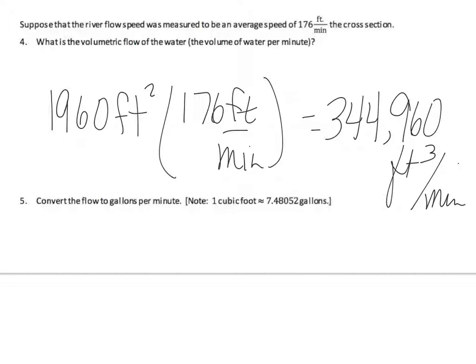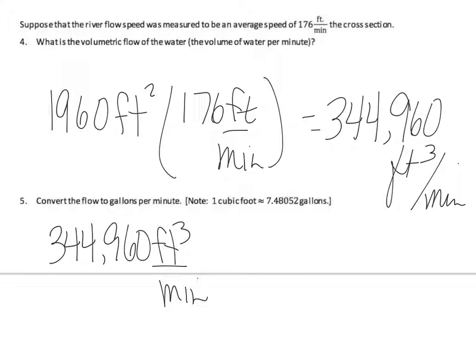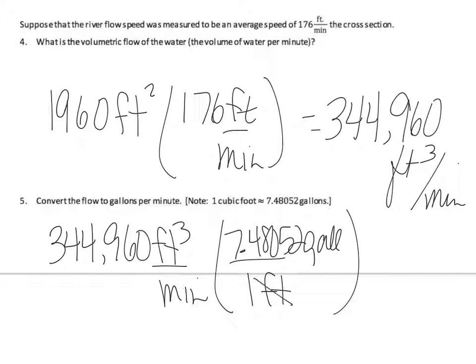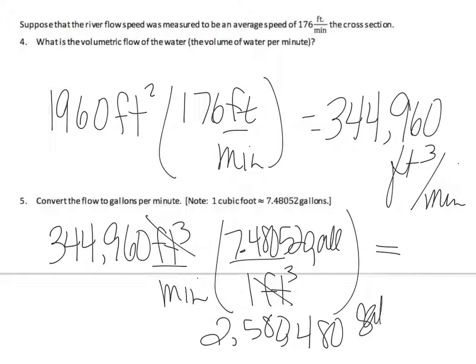Convert the flow to gallons per minute. 1 cubic foot equals 7.48052 gallons. So take the answer that we just got, and 1 cubic foot equals 7.48052 gallons. There we go. Nice work. And that gives us a whopping 2,580,480 gallons per minute. That is a lot of water.